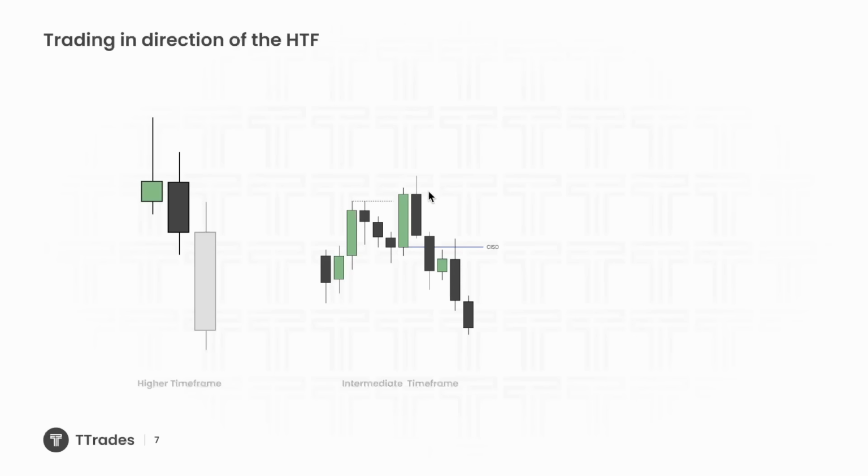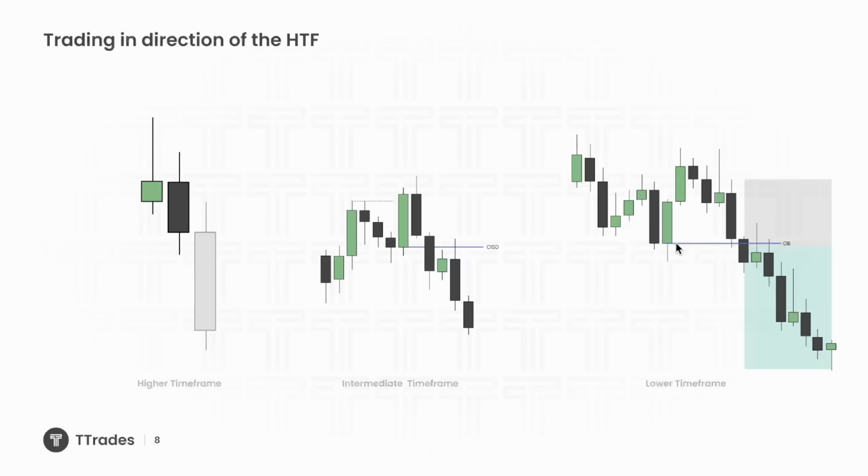So I'll look for a change in the state of delivery to form this wick, but then I'll also use it as a structure to look for points of interest to trade off of on my lower time frame. And then on my lower time frame, I'll use that point of interest, look for opposing candles or order blocks, and then that is how I look to get on side with the expansion. So let's hop into TradingView to go over some examples.